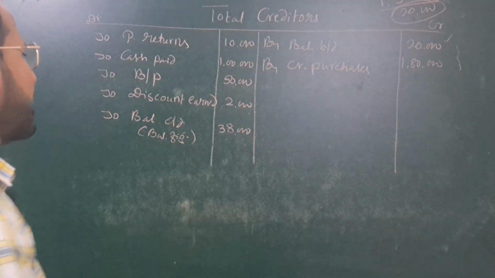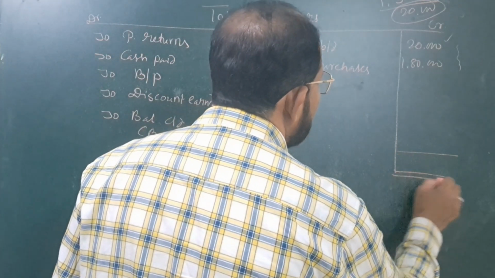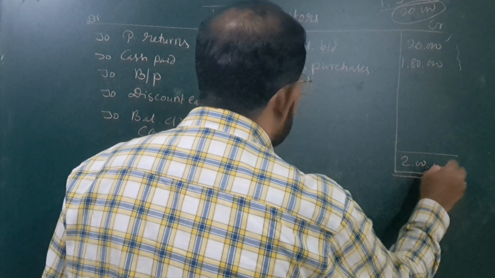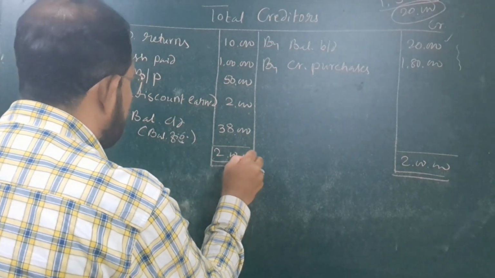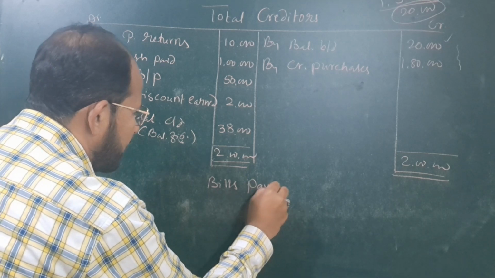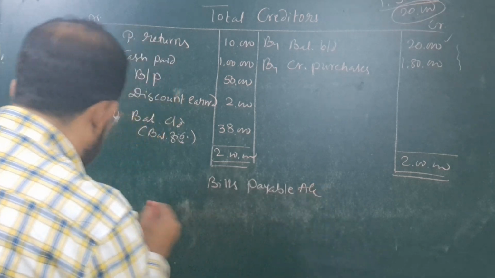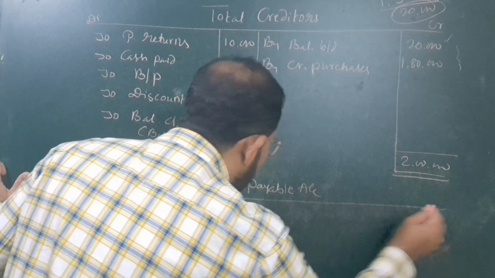Now we have to prepare the bills payable account. Bills payable account. Here is 2 lakh and 2 lakh. Now the bills payable account is also one of the important accounts which is required to be prepared under conversion of single entry into double entry.